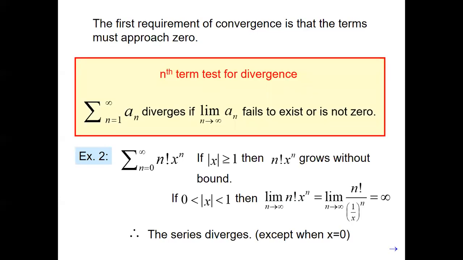And yes, you would want to make sure that you have this down. If you have some note cards, you could have nth term test for divergence on one side and then the rule on the back.